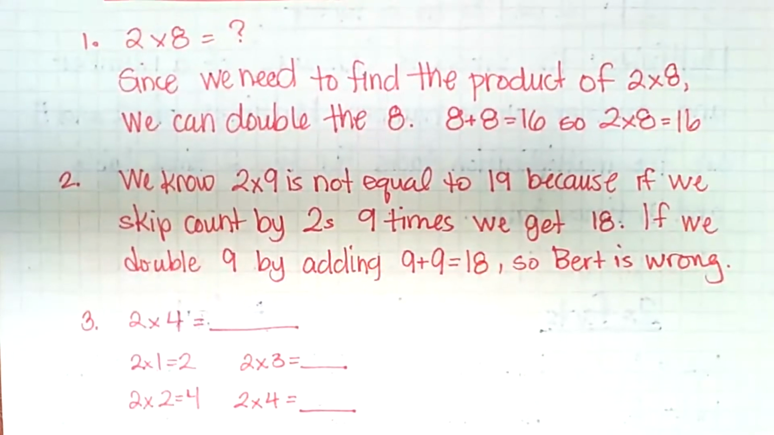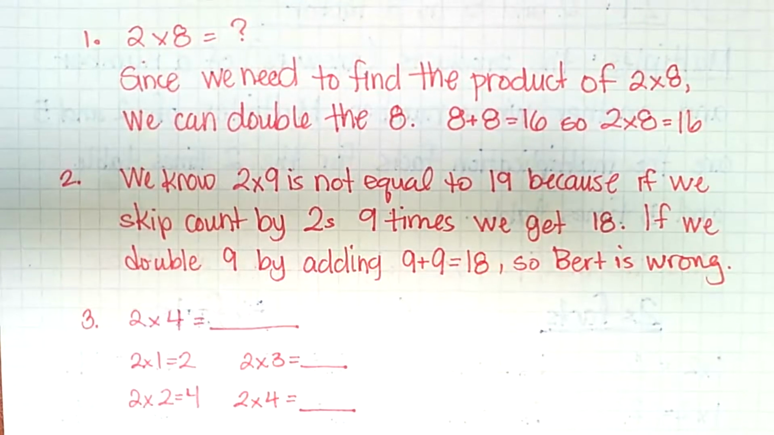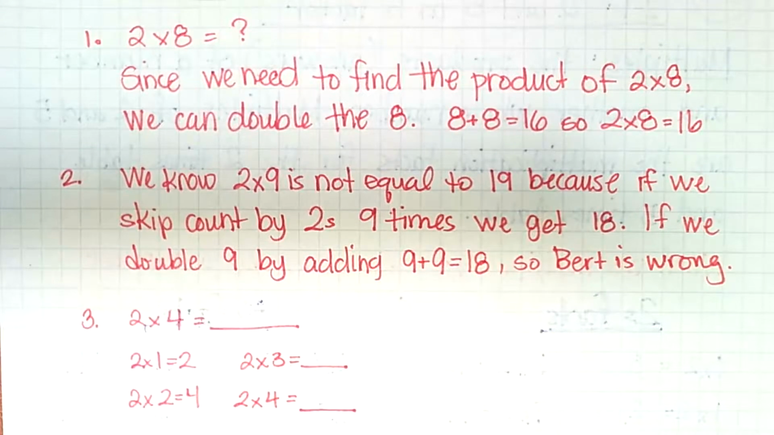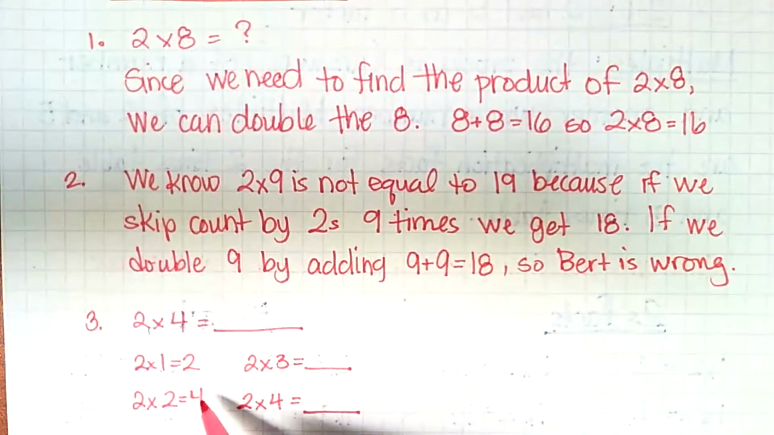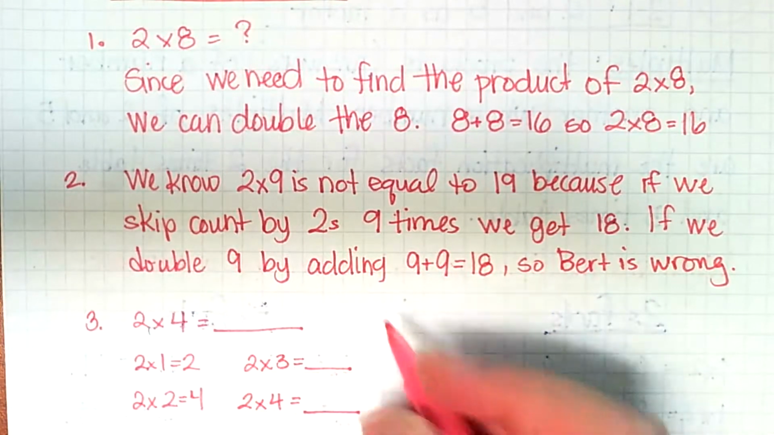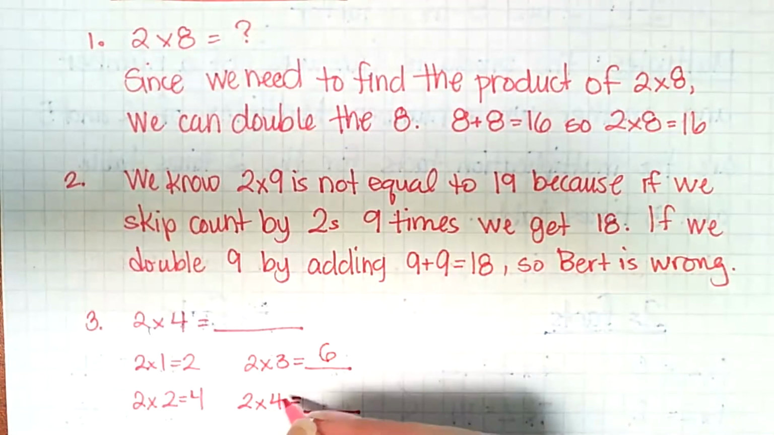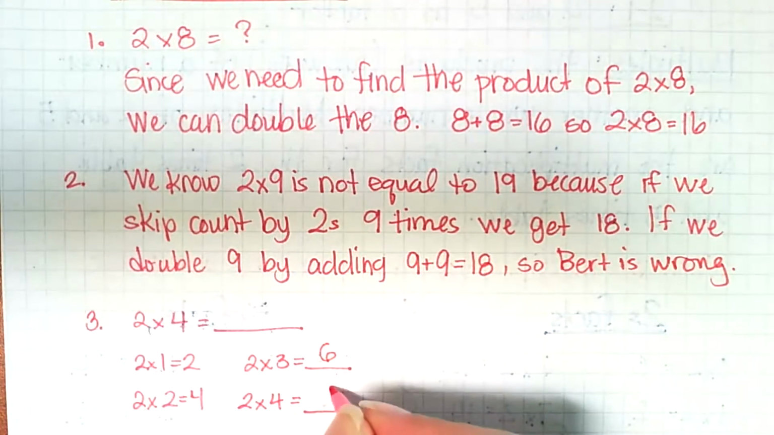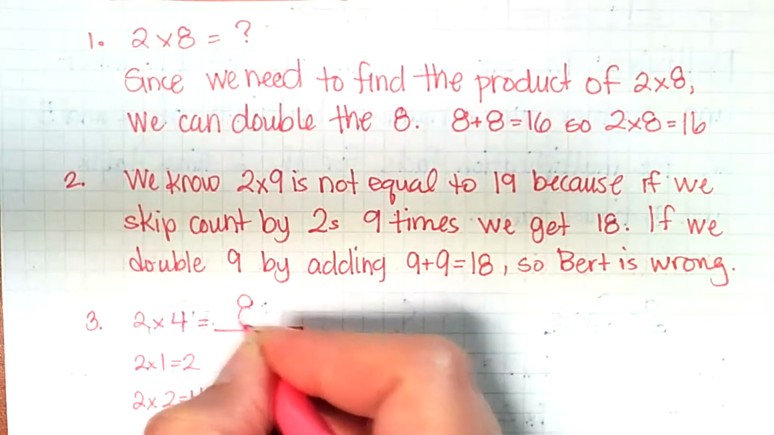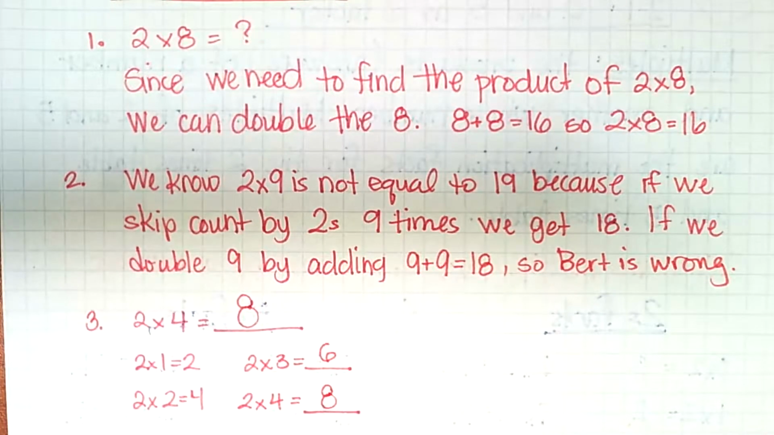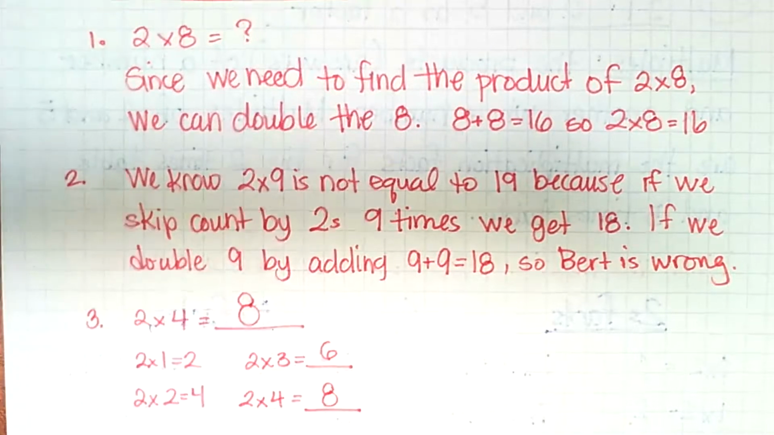All right, for this next question, number 3, we have to fill in the missing numbers. So we wanted to find how much 2 times 4 is. We're going to take a look at the patterns that we saw when we were working with skip counting by 2s. So we know that 2 times 1 is 2. 2 times 2 is 4. 2 times 3 is then going to give us 6. 2 times 4, that's going to be another group of 2, that's going to give us 8. So we know that 2 times 4 is equal to 8. So notice our skip counting, 2, 4, 6, 8. And if we were to keep going, it would be 10, 12, 14, 16, and so on.